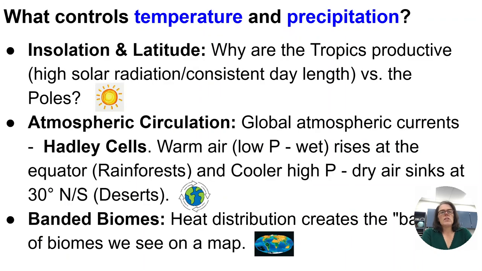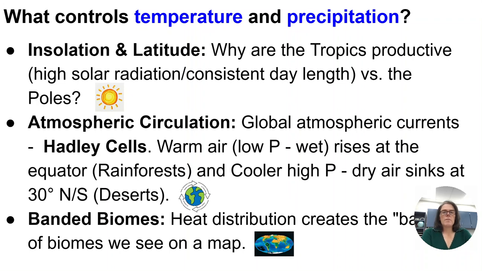All right, I'm going to talk about three main situations here that go into what controls the temperature and the precipitation, or how we have differential heating. Number one, insolation and the latitude. We're going to talk about how the sun shining on the Earth gets us to the tropics being very productive, high solar radiation, consistent day length, versus the poles that are on the opposite end of that spectrum.